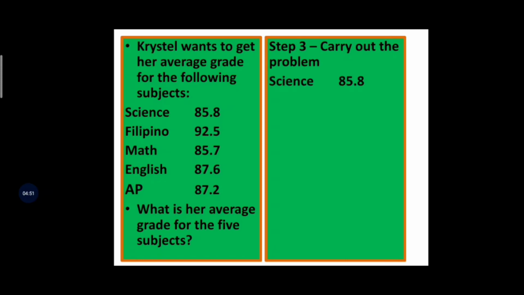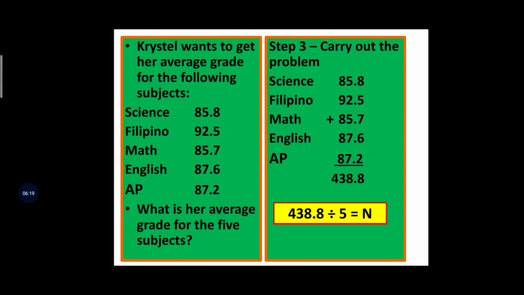So, ang science is 85.8, then the Filipino is 92.5, Math is 85.7, English is 87.6, and AP is 87.2. So, after that, we are going to add these 5 subjects. And it gives the sum of 438.8. So, after na may add natin ang grade sa 5 subject, we are going to divide by 5 para makuha natin ang average grade for the 5 subjects.